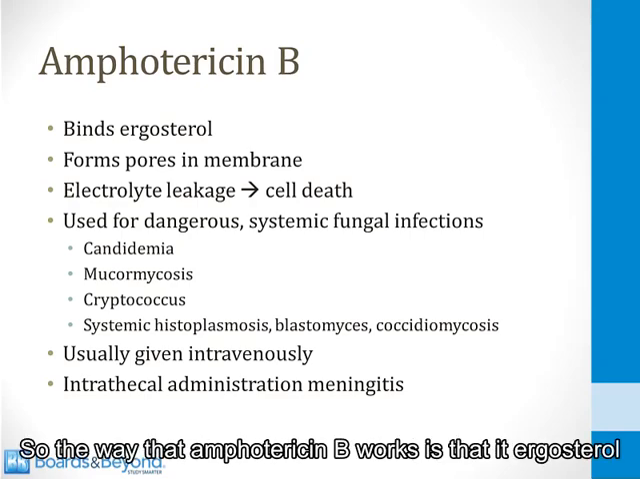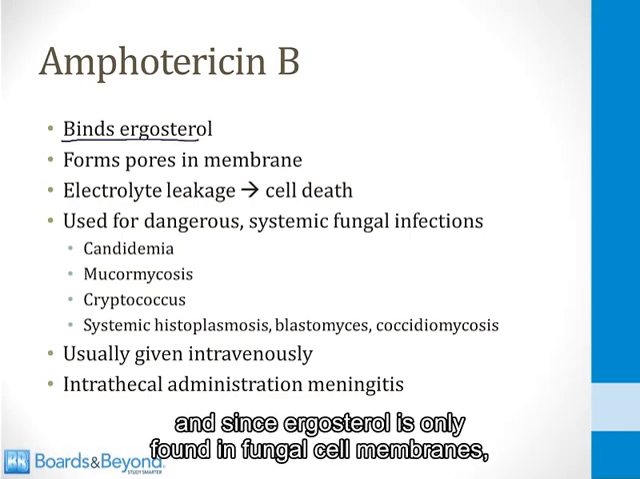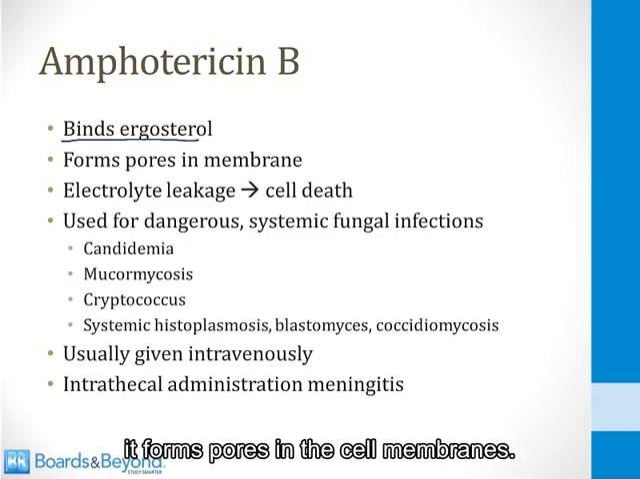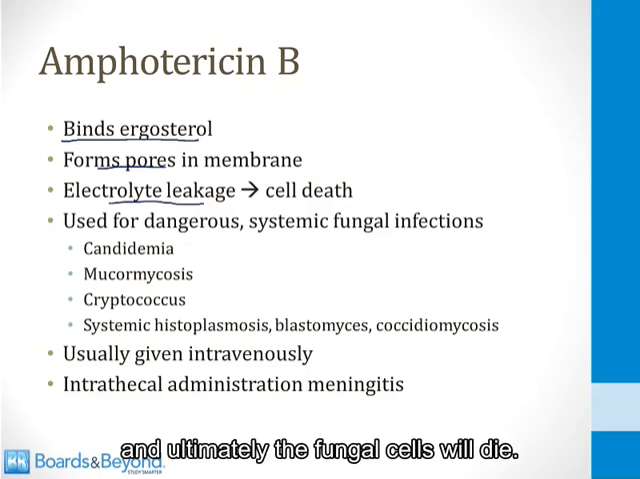You can see it has a very similar structure to cholesterol, but does have some important differences. So the way that amphotericin B works is that it binds ergosterol, and since ergosterol is only found in fungal cell membranes, it's selectively toxic to fungi. Once amphotericin B binds ergosterol, it forms pores in the cell membranes. This leads to electrolyte leakage, and ultimately the fungal cells will die.